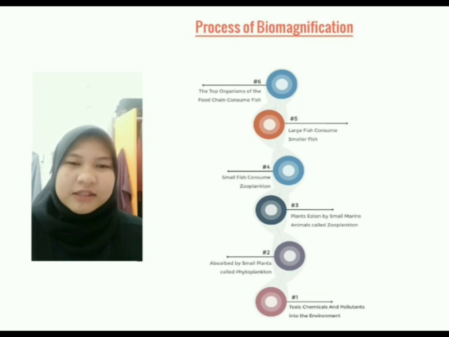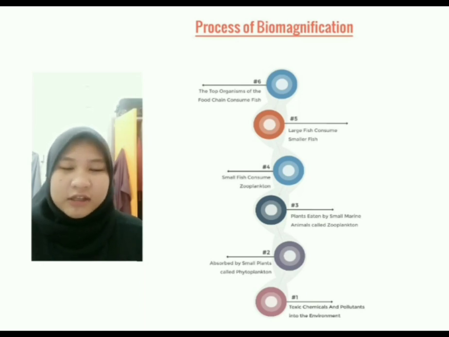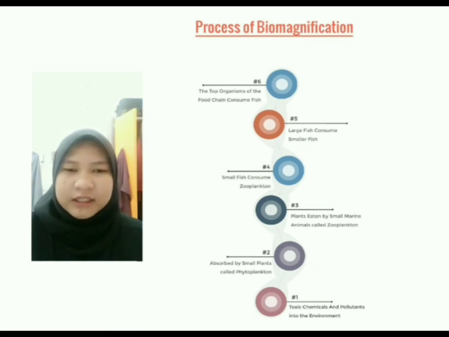The biomagnification process is the process of how a substance rises up in the food chain. First, toxic chemicals and pollutants get mixed into the environment. Second, the chemicals and pollutants are consumed by a small plant called phytoplankton. The third, these small plants are consumed by small marine animals called zooplankton. Fourth, zooplankton are consumed by small fish. Fifth, bigger fish consume smaller fish. Lastly, the top organism of the food chain consumes them.